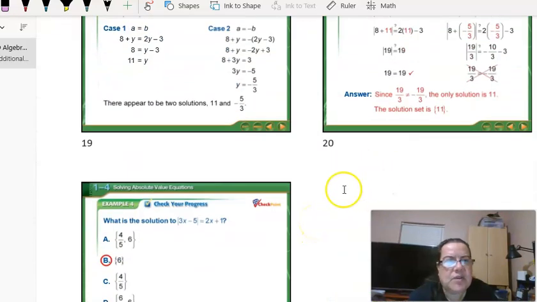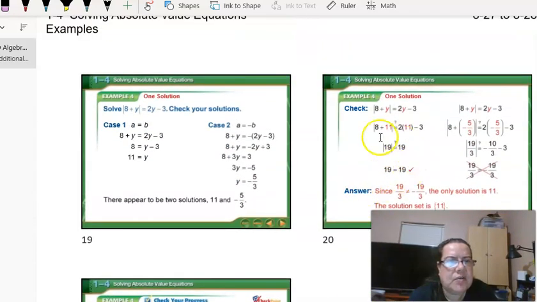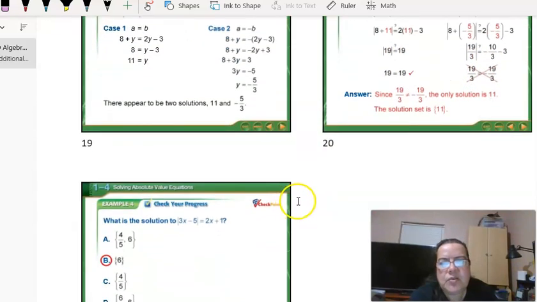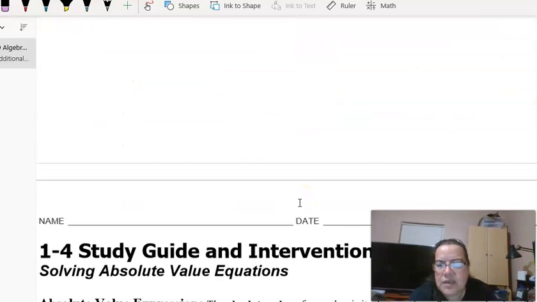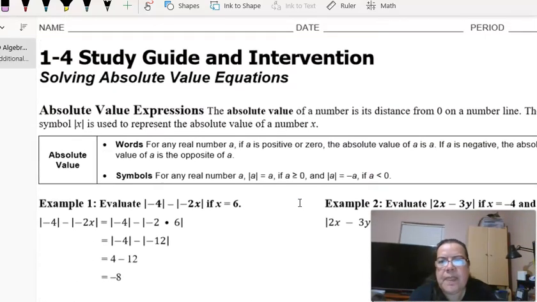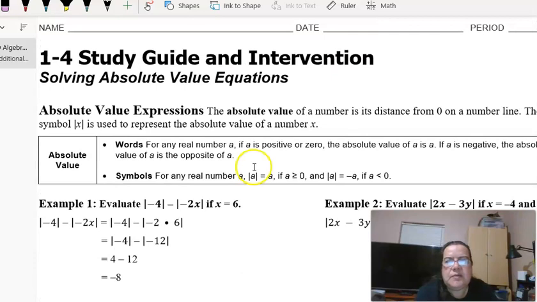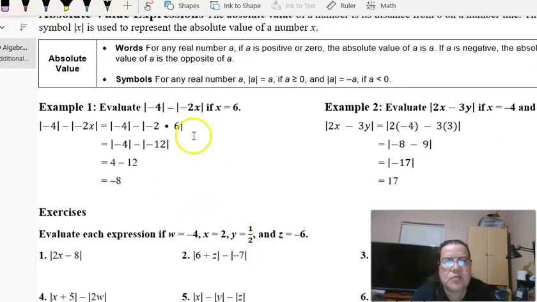And you're going to see some more examples showing you that. Here they test the solution in this one, and notice how only one of them works, the other one doesn't. So just be very careful when you are doing these type of problems and trying to find which of these work. Then if you notice the study guide and intervention problems, they give you some notes here and two examples. Go over the examples, try to work them on your own. See if you can do that.